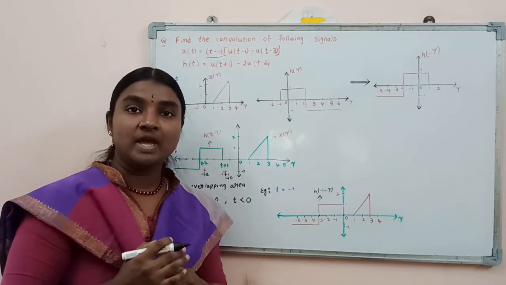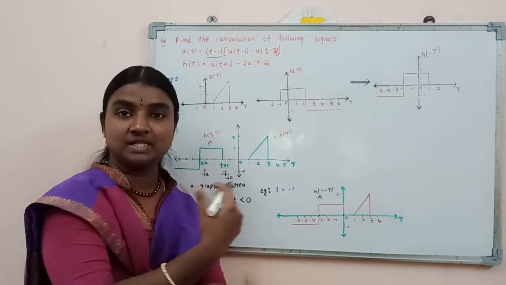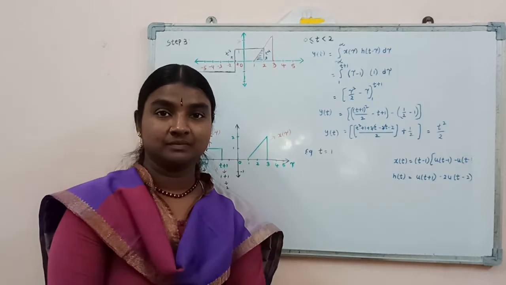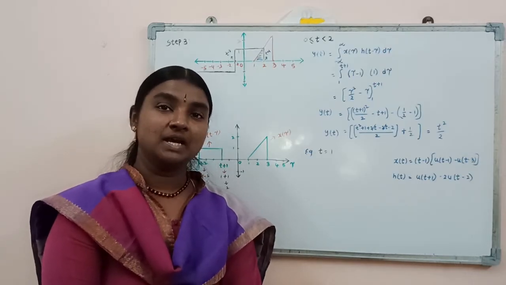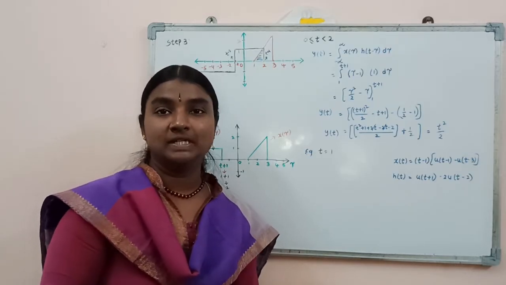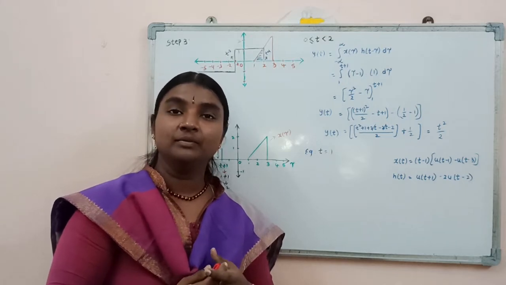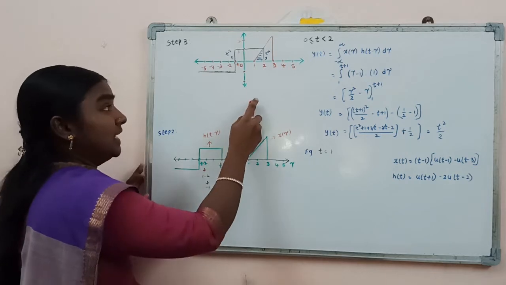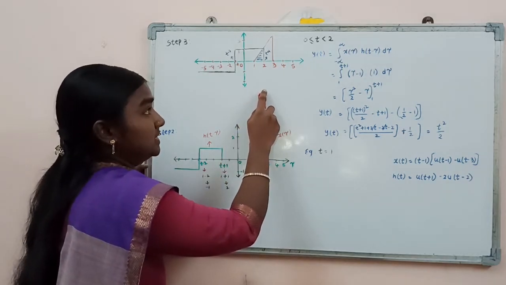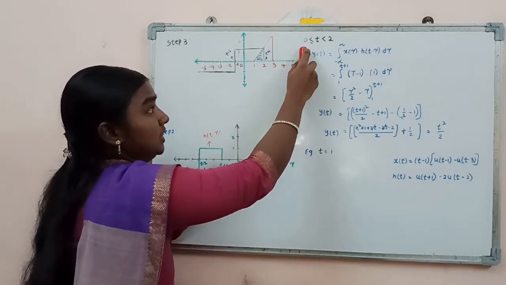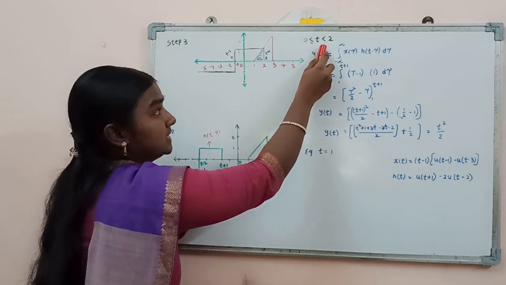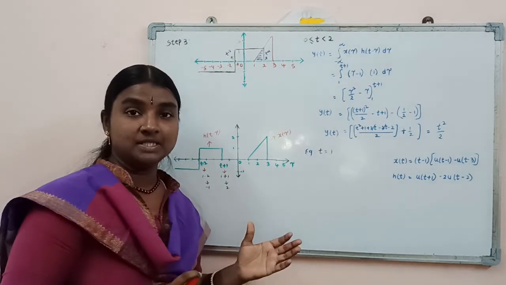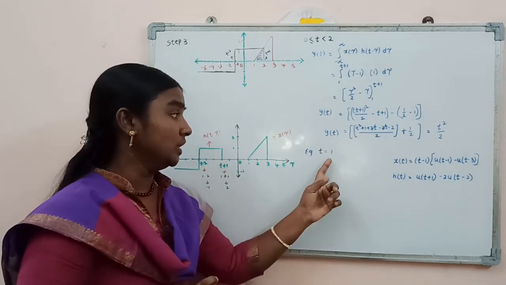Now if we move the h of t minus tau signal towards the right side, we may find the overlapping area. So we will move the h of t minus tau signal towards the right side, and by that we can find the overlapping area. This is the graph regarding that. Here I am considering the interval 0 less than or equal to t less than 2. For example, I am considering the time shift t equal to 1.